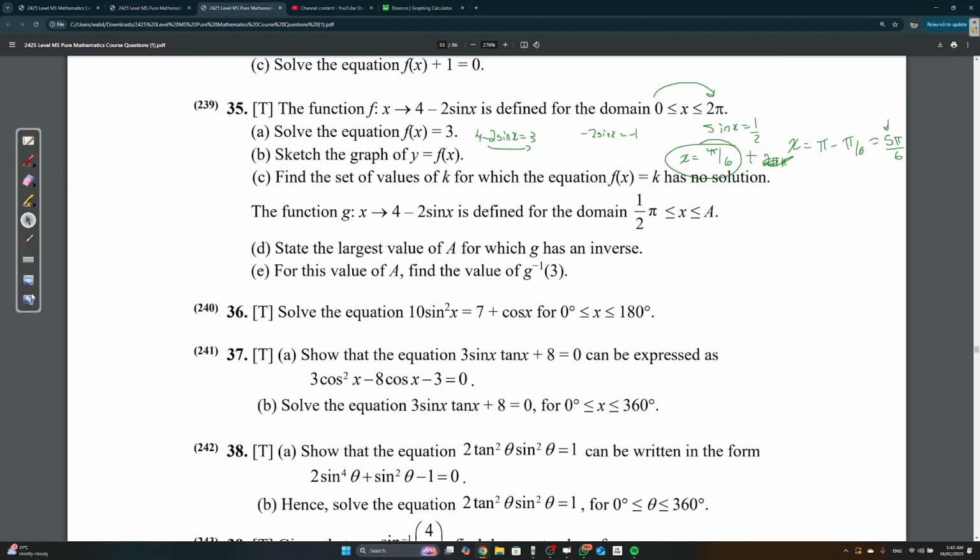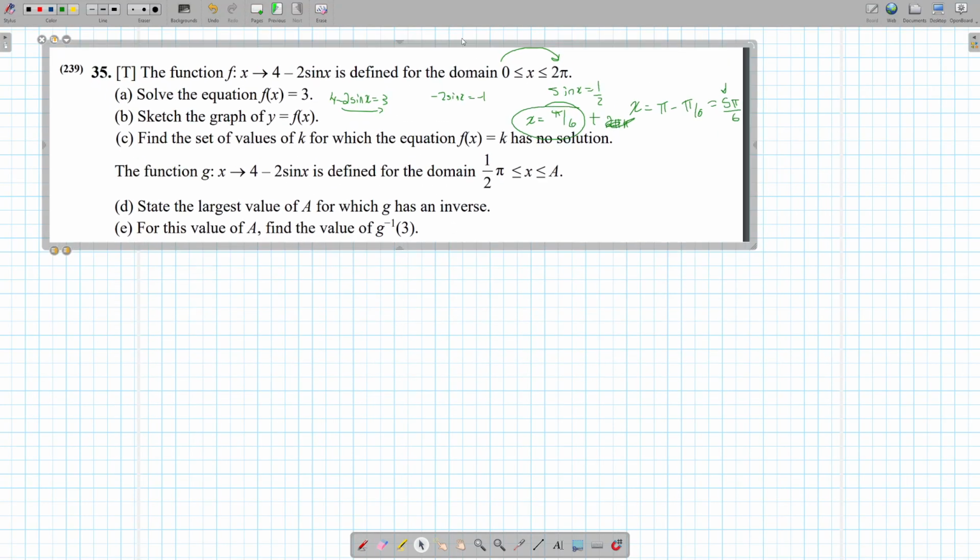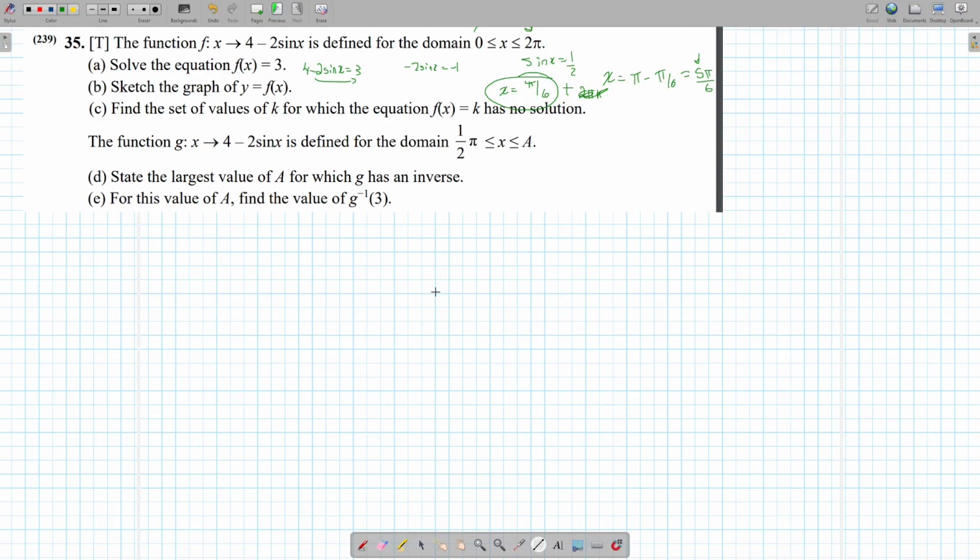Sketch, yeah, let's sketch the graph. Well, I feel like I sketched this before. I think I remember it. Let's see. In between 0 and 2 pi, I will ignore negatives. Okay, 4 minus 2 sine x, I remember sketching this. It's shifted up by 4, so it's going to be here, 2, 2, 3, 1, 1, 2, 3, 4, so 6. It starts here.